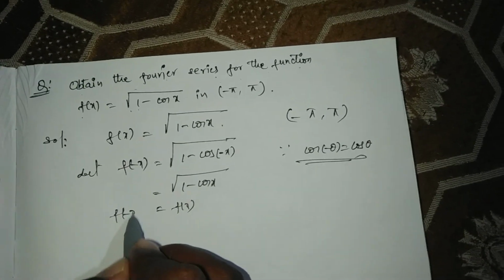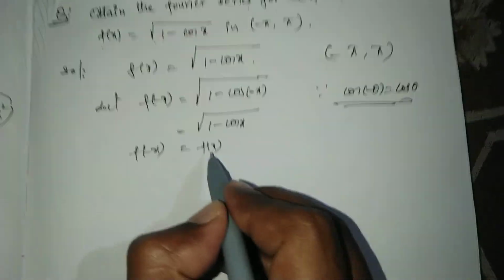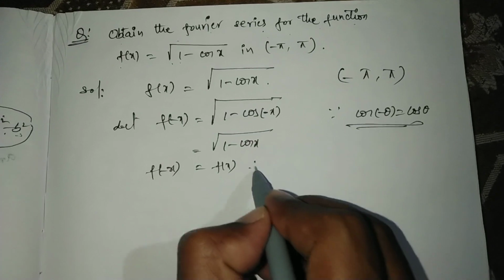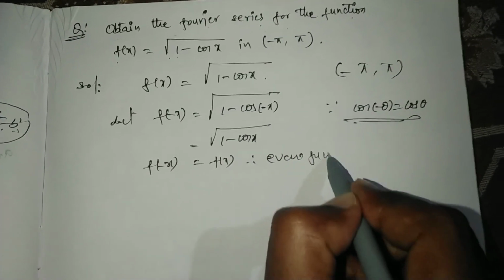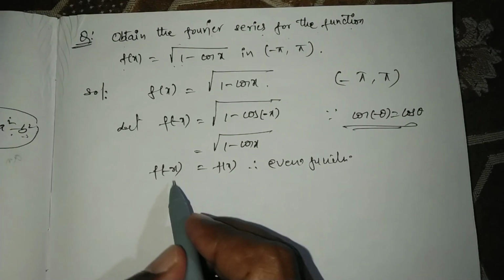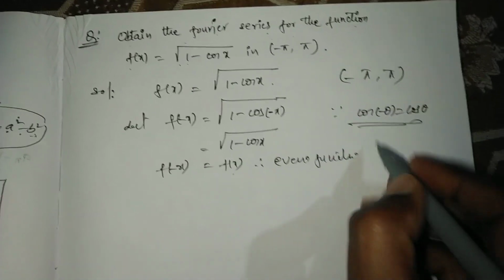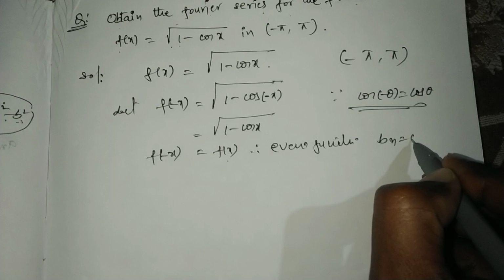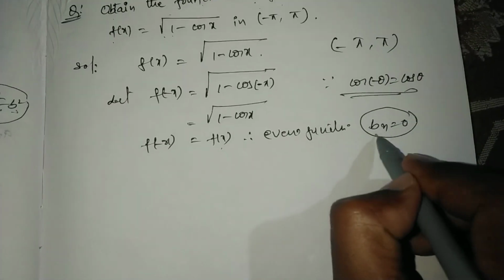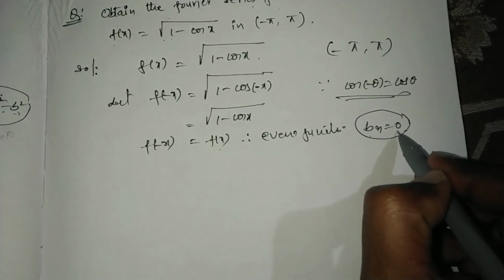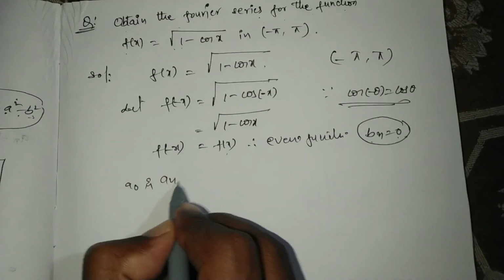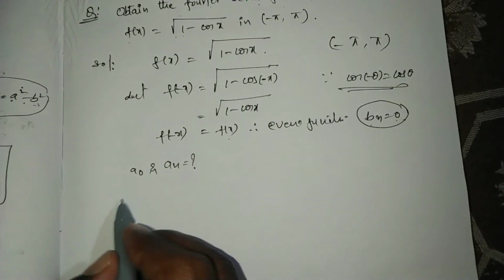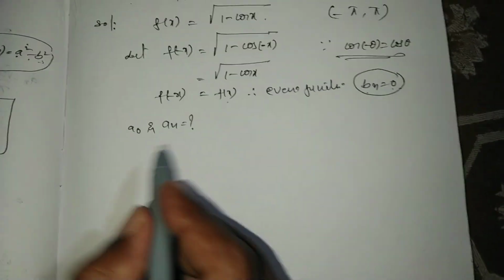So f of negative x is equal to f of x. So this is an even function. When the given function is an even function, automatically bn value is 0. We need not find bn value because it is 0. We just need to find a naught and an values. For that, we have to use Euler constants.